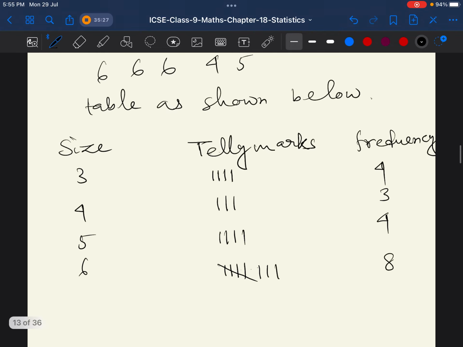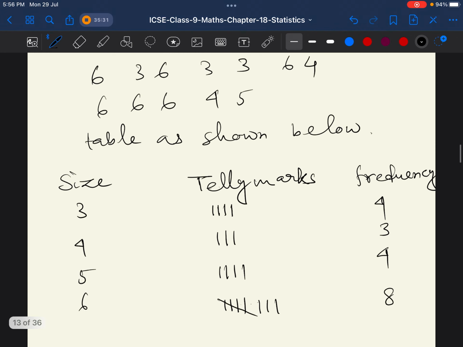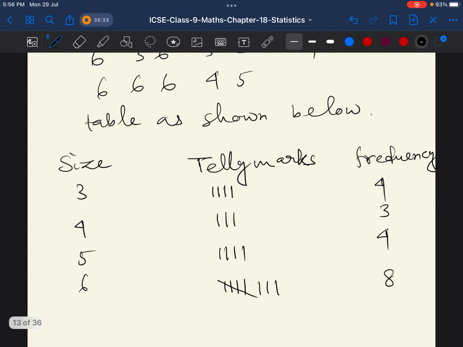And then in the third column we will write the frequency.